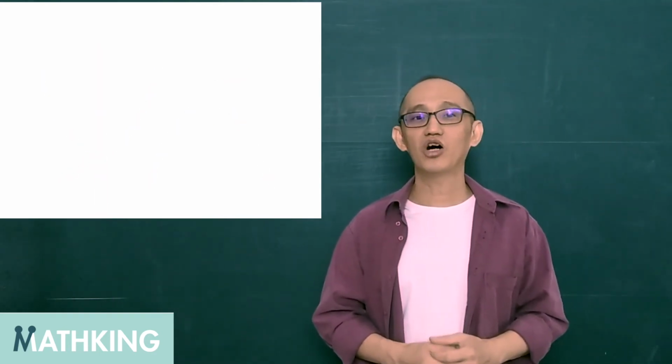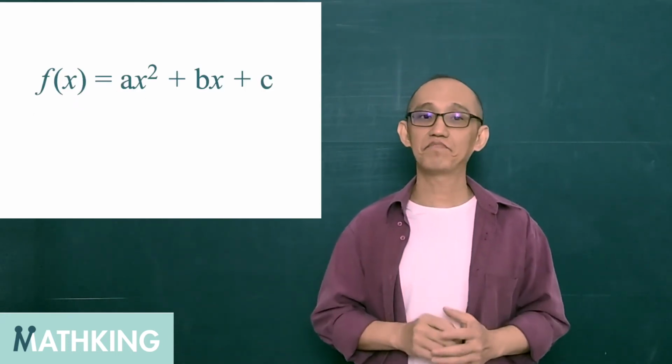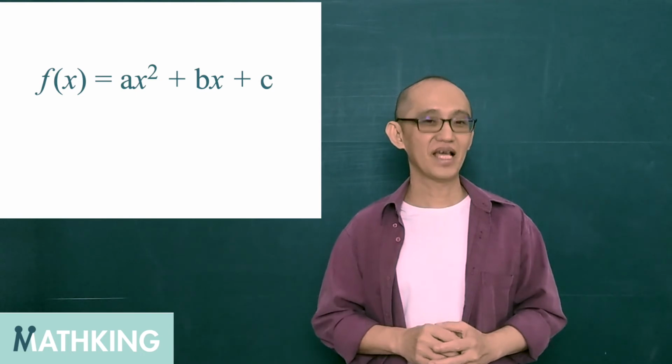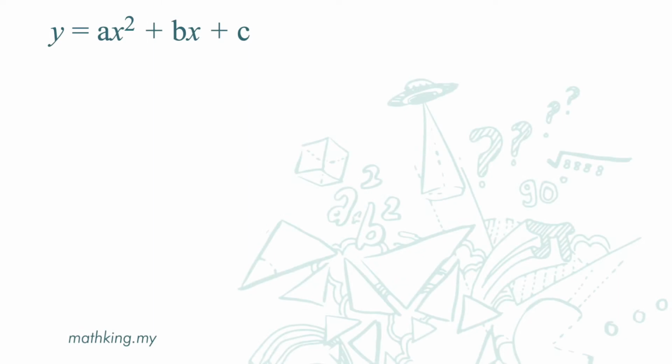The general form of a quadratic function is ax squared plus bx plus c. And we are going to study this closely today. This is the general form of a quadratic function. We are going to see the effect of the value of a, b, and c have on the graph of quadratic functions. First, let's look at a.